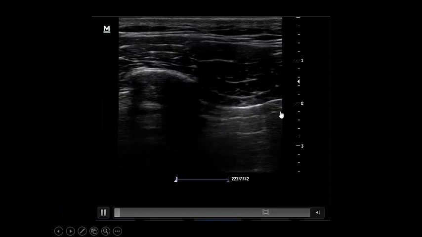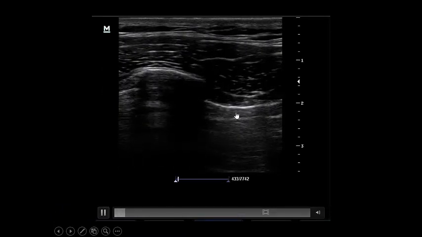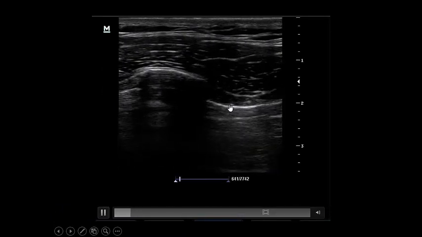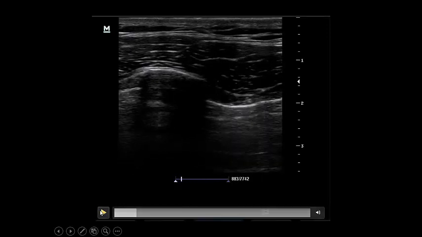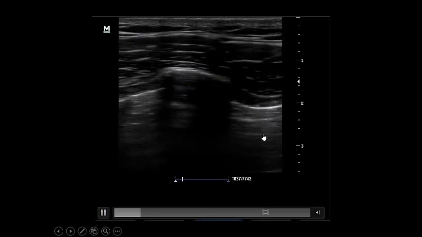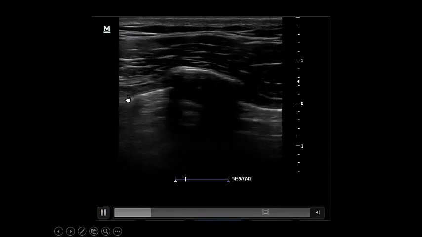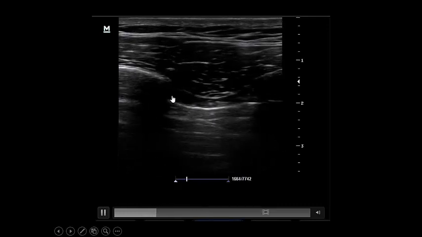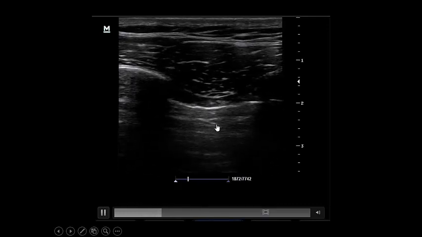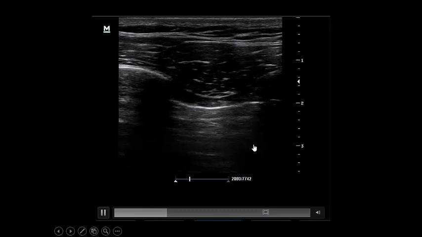Humping movement, no sliding. This is the rib, this is the rib shadow, this is the pleura. As you see here, no sliding, only up and down movement, no sliding.